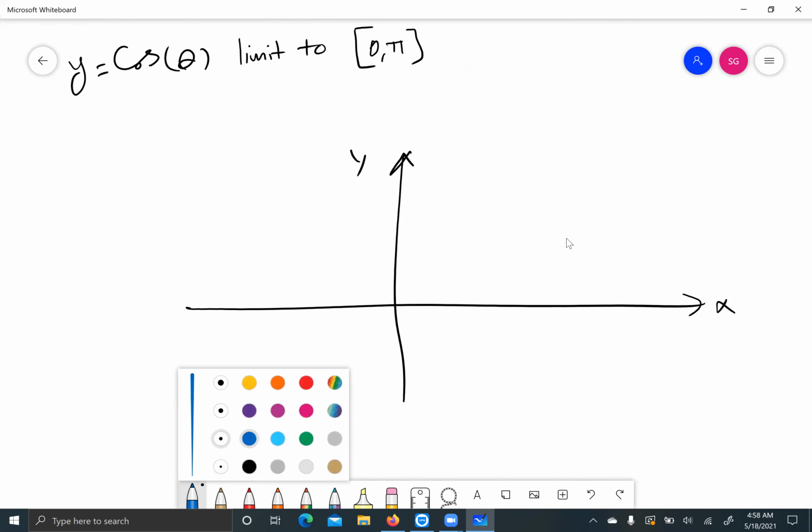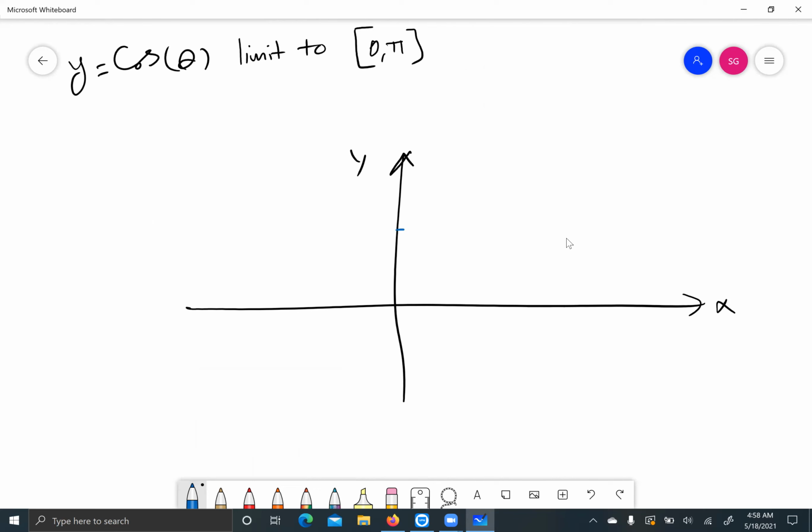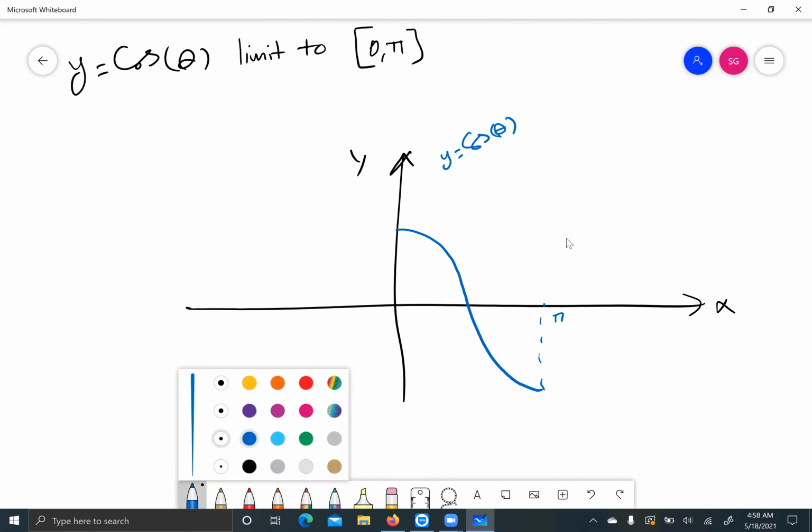Okay, graph of cosine between 0 and pi is like this. So this is cosine of theta. And then it's 1 to 1 and it contains 0.